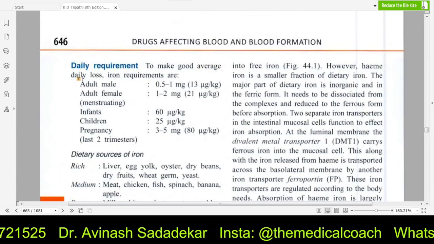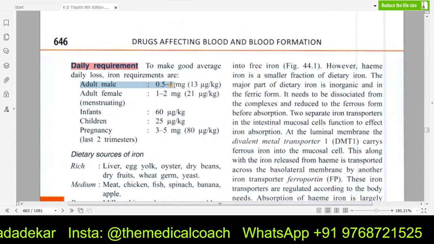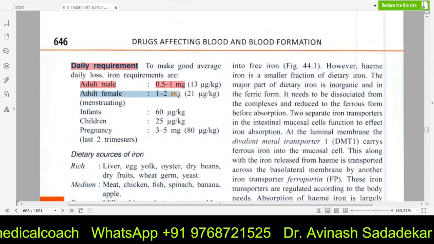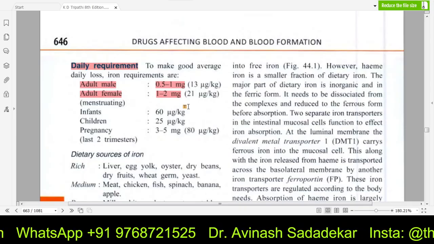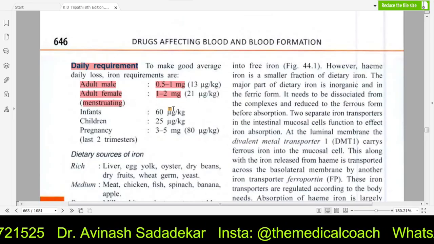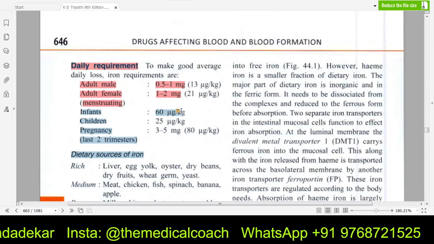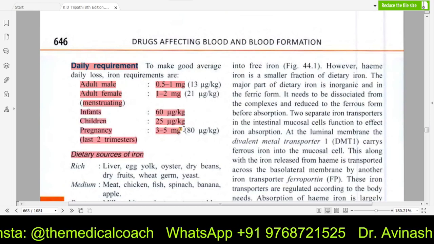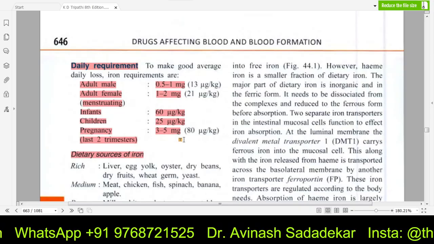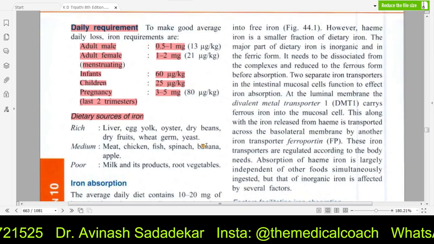That's it. So how much iron should you be taking? An adult male should be taking 0.5 to 1 mg of iron every day. Female 1 to 2 mg. Now see, the demand of a menstruating adult female is higher because she is losing iron every menstrual cycle. Infant needs 60 microgram per kg. Children need it at 25 microgram per kg, and in the last 2 trimesters of pregnancy, you need around 3 to 5 mg of elemental iron.